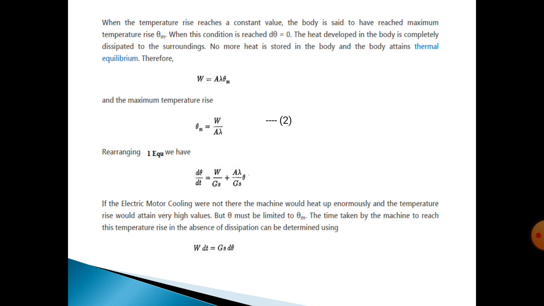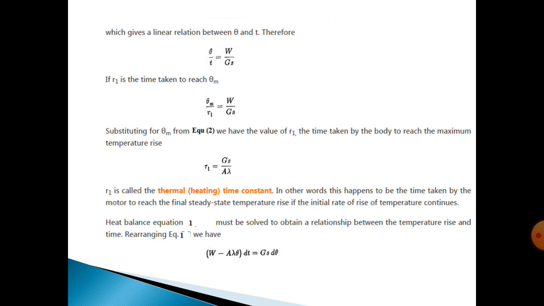Rearranging equation number 1, d theta by dt is equal to W by Gs plus A lambda divided by Gs into theta. When the motor is in heating condition, the temperature rise would attain a very high value, but theta must be limited to theta m. So we get the equation W into dt is equal to Gs into d theta. And the next equation, the linear relationship between temperature rise and time. Therefore we get theta by t is equal to W divided by Gs.